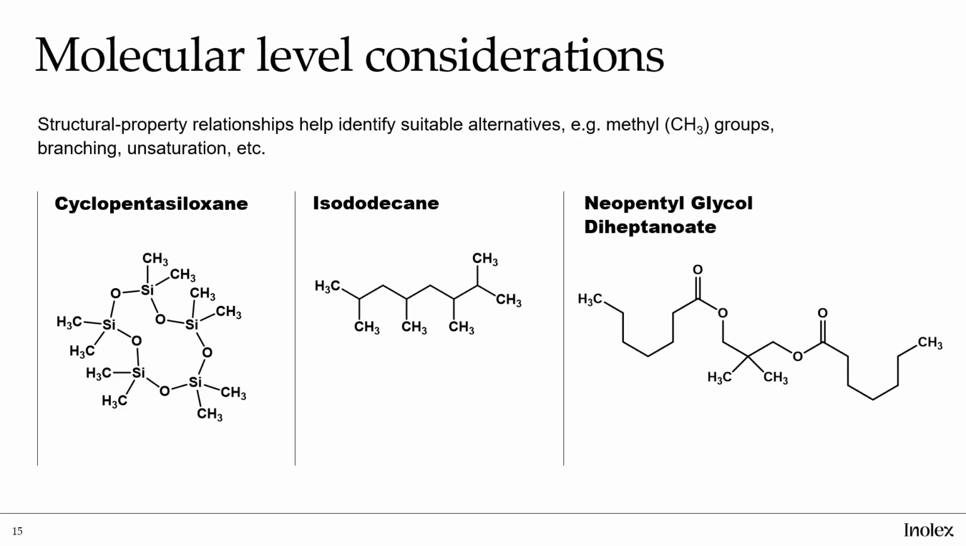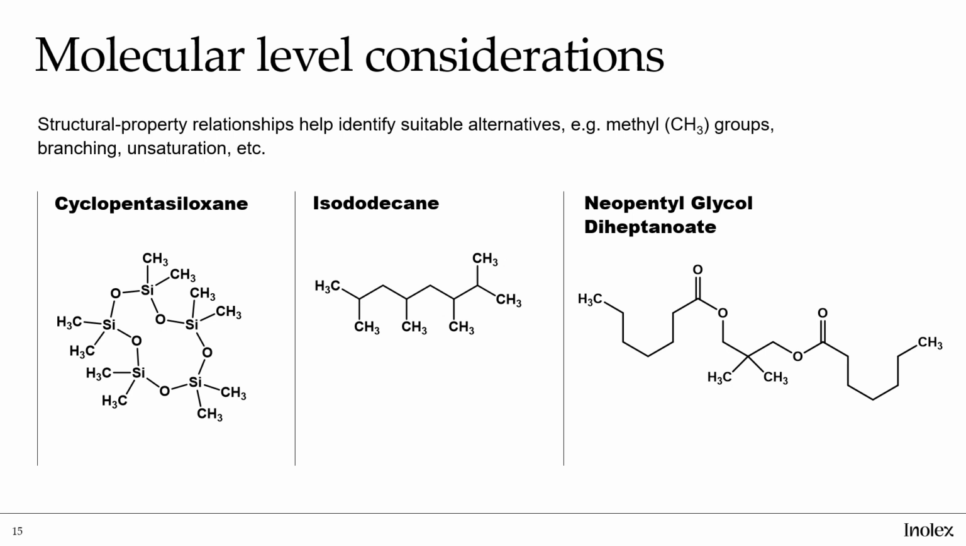So as a chemist, I'm usually very interested in what's going on at the molecular level because understanding the structure-property relationships there will help identify suitable chemistries that make good silicone alternatives. So if we take the case of cyclopentasiloxane, we have a very flexible ring-like silicone that's decorated with many methyl groups. So when we look at suitable substitutes, isododecane is a good candidate because it has a lot of methyl groups, and because of the branching in that molecule, those methyl groups can be positioned in all directions, resulting in a fluid with a low surface tension and very poor intermolecular interactions with itself and other substrates.